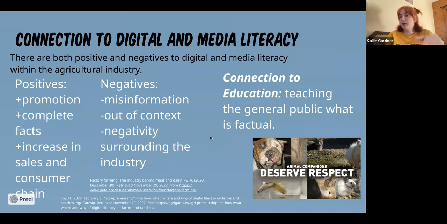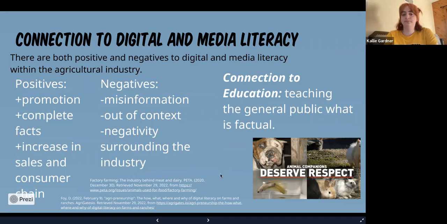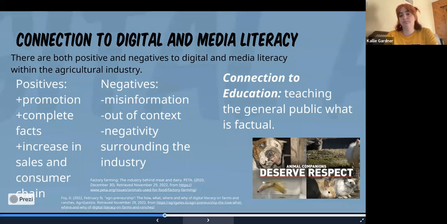The picture down at the bottom is actually a picture sourced from PETA itself, how animal companions deserve respect, which is a whole different story, where PETA talks about abuse to animals such as dogs, fish, rabbits, and cats. Those are domestic animals. And livestock are not domestic animals. They are livestock. They are raised for the consumption of others.